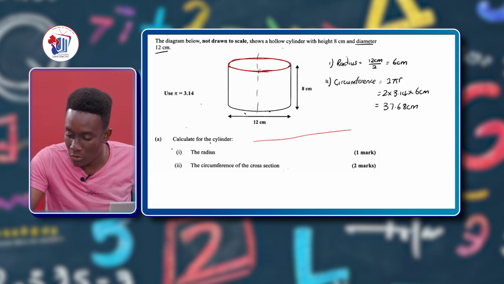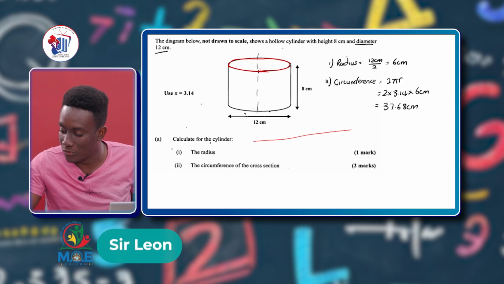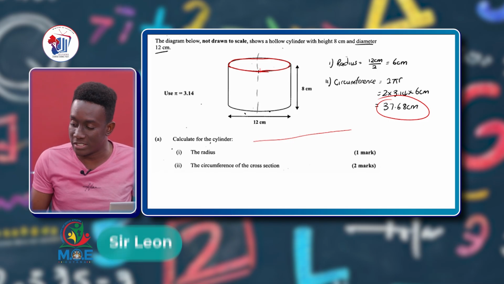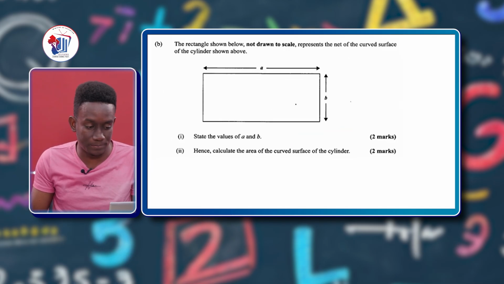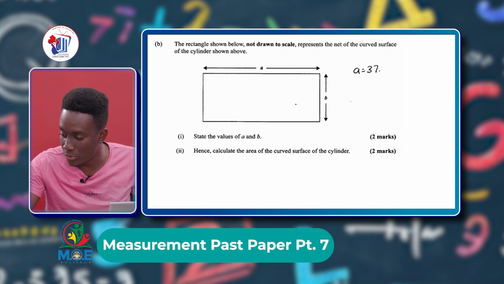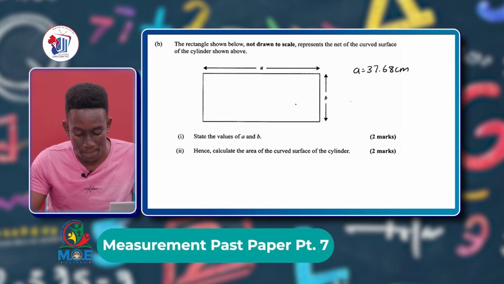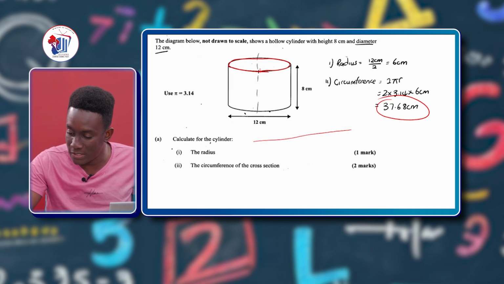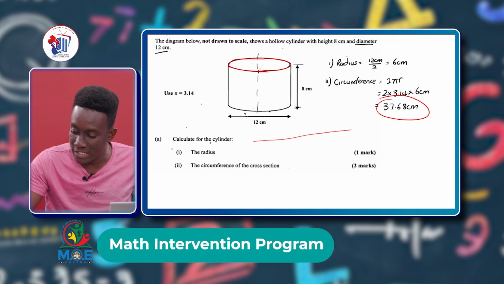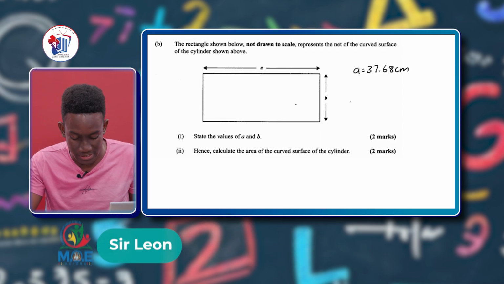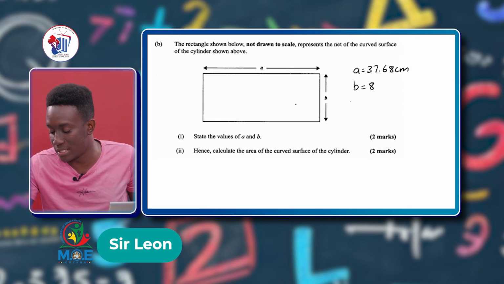So we already found the length of this thing that is highlighted in red. We found that to be the circumference, 37.68 cm. So we can say A is equal to 37.68 cm. And B would be the height. Remember, when we open this up, the height will remain the same because it will just keep rolling like this. So the height, which is B, is 8 cm.